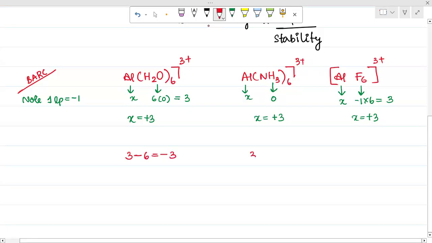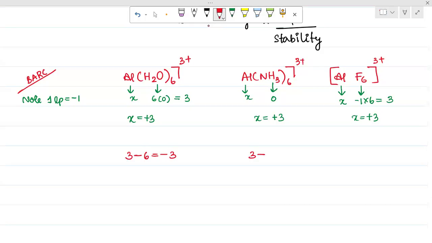Here also 3. Ammonia also gives only one lone pair of electrons. That is -1 for each ligand. There are 6 ligands. So that is also equal to 3 minus 6, which is -3. Here also, fluoride gives one pair of electrons. So 3 minus 6 is equal to -3. So the formal charge is the same. So based on formal charge, we cannot differentiate them.